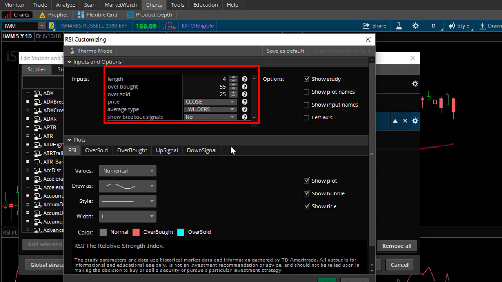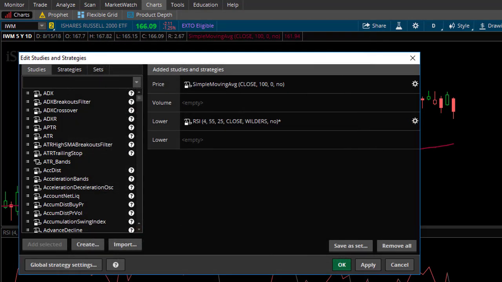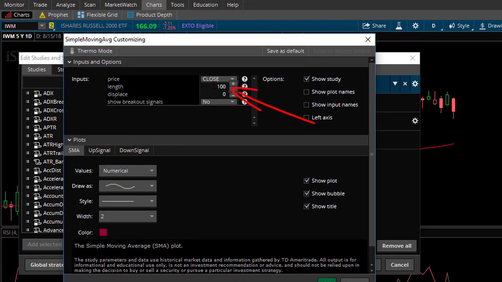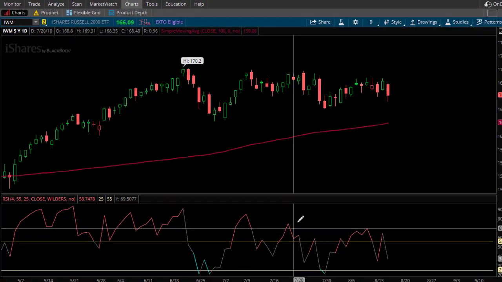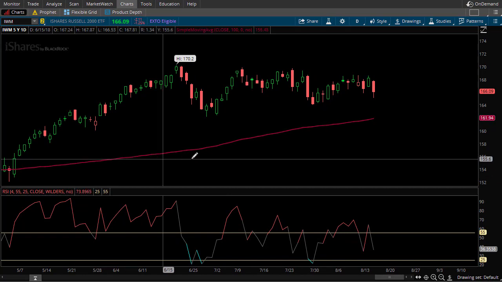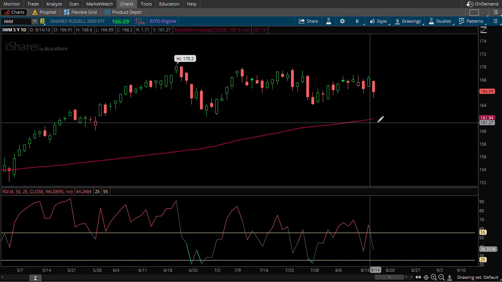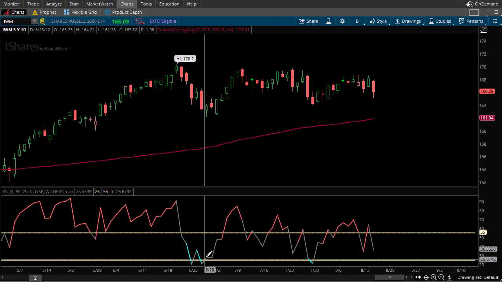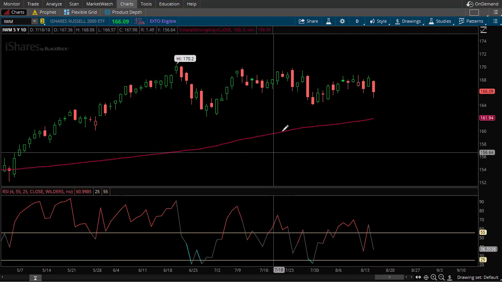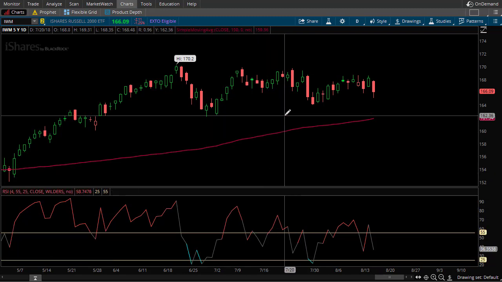So anyway, the RSI settings are a period of 4, so it's a very short-term period, with an oversold condition of 25 and an overbought of 55. And you can see I have those settings down here already. And the moving average, we're basically going to use a simple 100-day moving average. So if the market, in this case IWM, is trading above the 100-day moving average, that's this kind of maroon line here, and we get the oversold condition, that's going to be a trade entry, and we'll look at the exit.